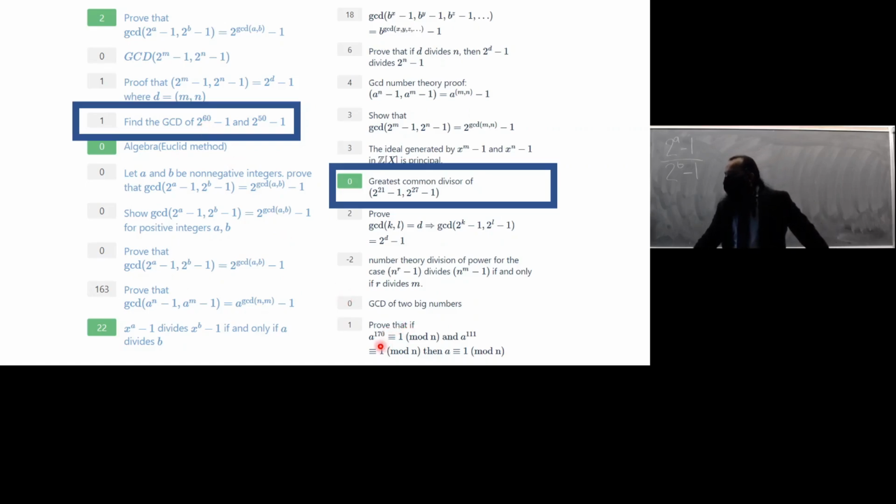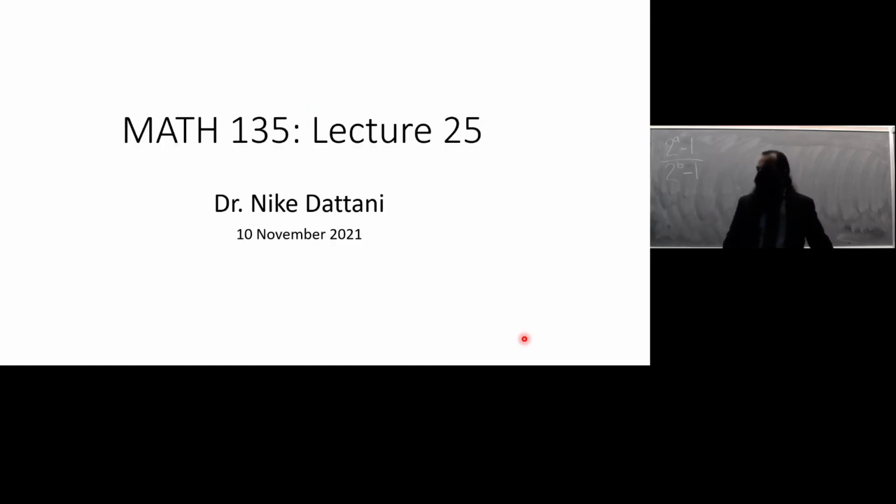Okay, here we prove that if a to the 170 is congruent to 1 mod n, then a to the 111 is congruent to 1 mod n. So there's a lot of varieties of this type of question. It's a good one to know for the exam.